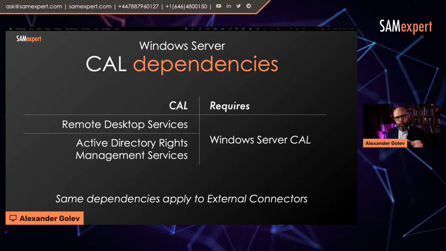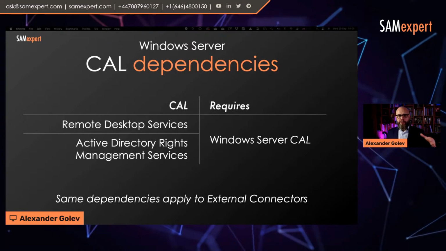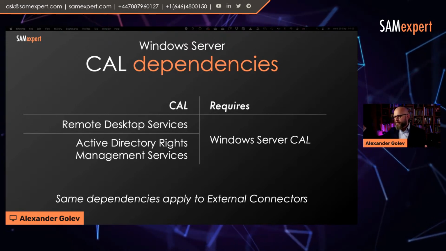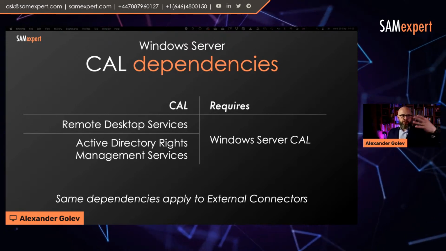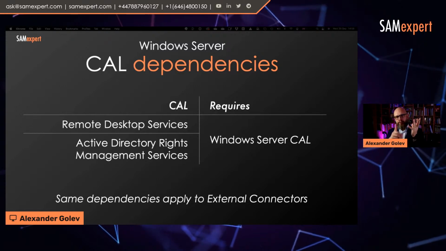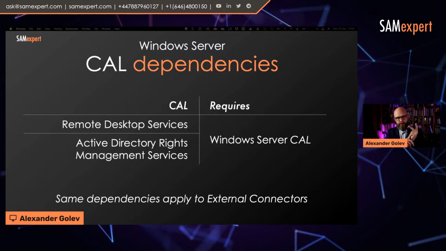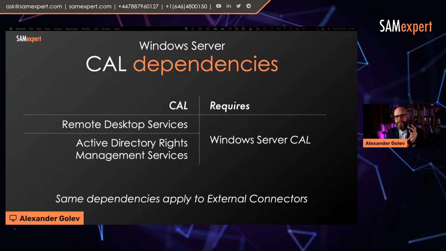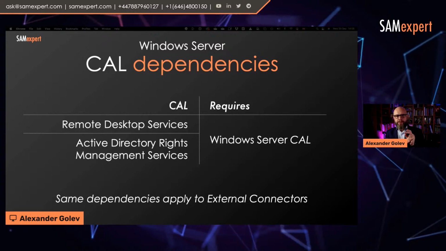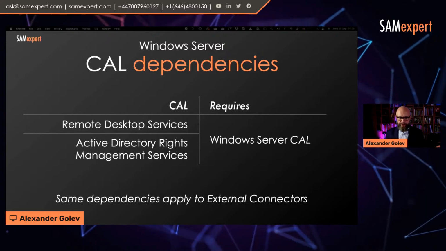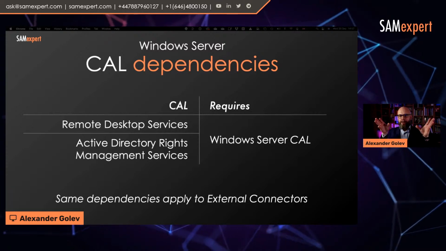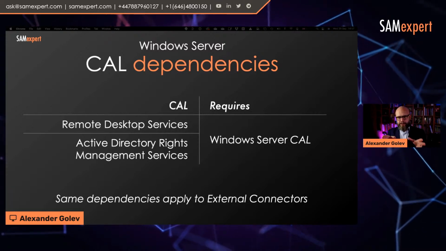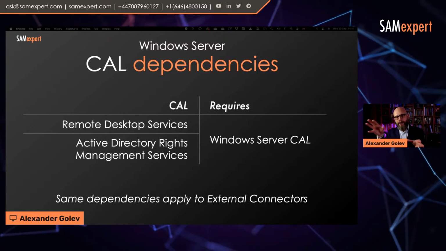A remote desktop CAL always requires also a Windows Server CAL because you are connecting to Windows Server. So when you use Remote Desktop Services, you have to have two CALs, a remote desktop CAL and a Windows Server CAL. It's always a requirement. Same with Active Directory Rights Management Services. I'm not going to explain what that is, it's complicated. But if you have RMS CALs, Rights Management Services, they also require, in addition, Windows Server CALs.